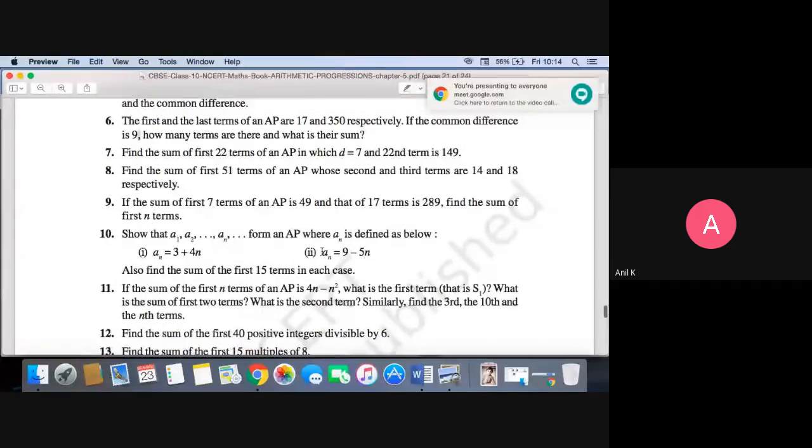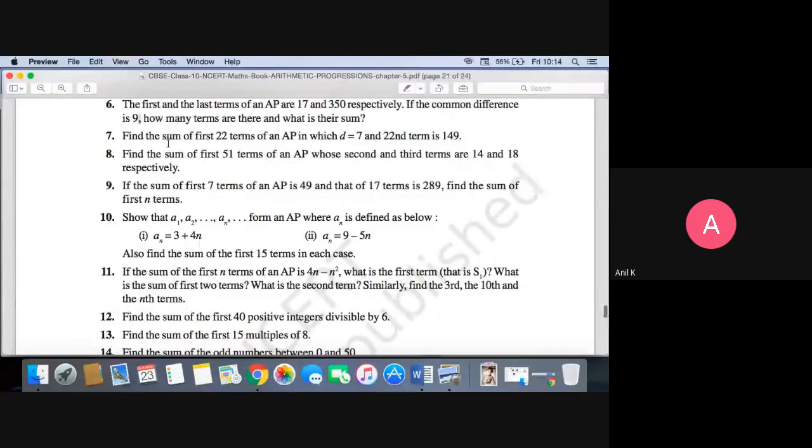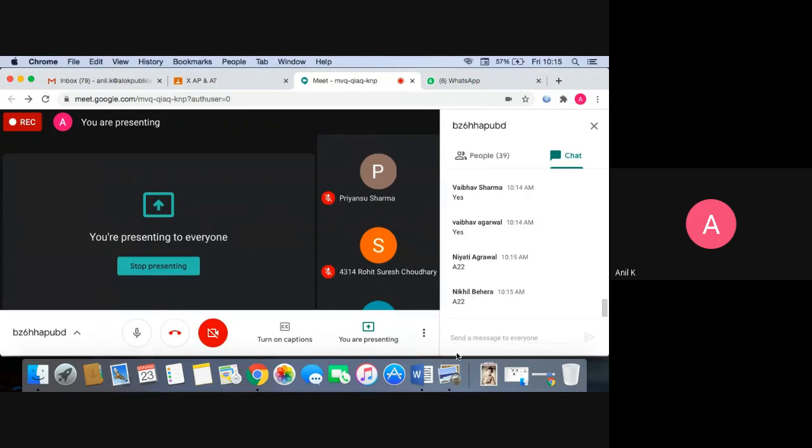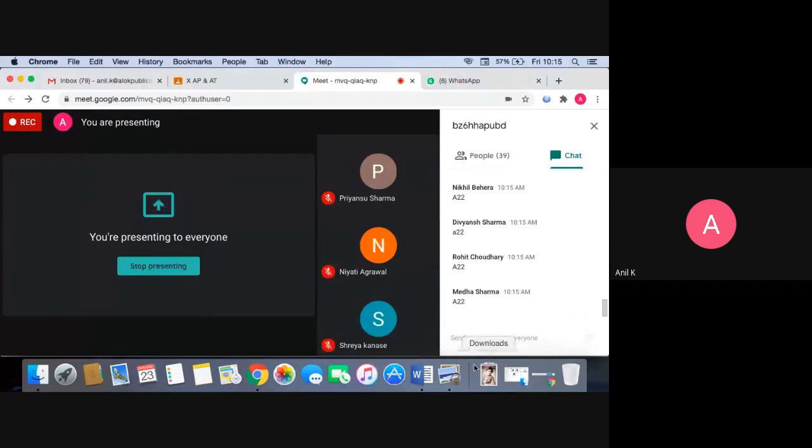Next one is the seventh question. Find the sum of the first 22 terms of an AP in which d value is 7 and the 22nd term is 149. Can anyone tell me what values are given here? One is clearly d value is 7. What is this 22nd? A22 or S22? Yeah, all are giving correct answers.